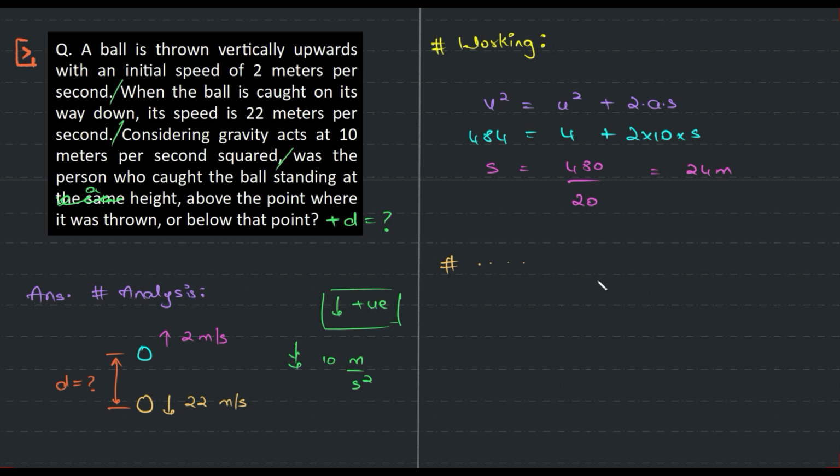The object will achieve the speed of 22 meters per second below the initial point. Below the initial point. And the gap between them is 24 meters.